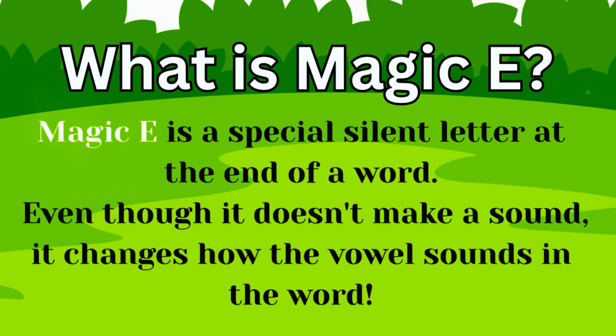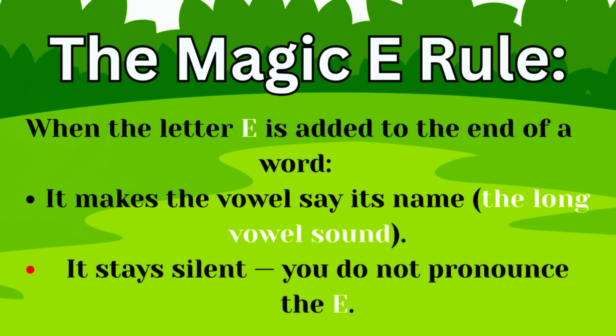What is magic E? Magic E is a special silent letter at the end of a word. It does not make a sound, but it changes how the vowel sounds in the word. The magic E rules: when the letter E is added to the end of a word, it makes the vowel say its name, A, E, I, O, or U. Those are the long vowel sounds. It stays silent. You do not pronounce the E.